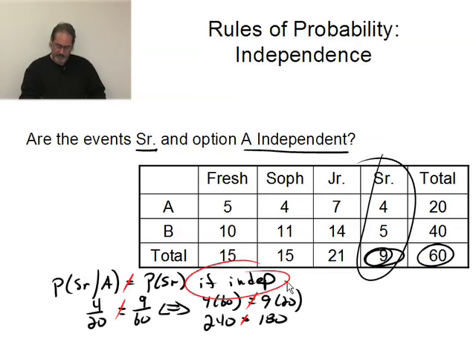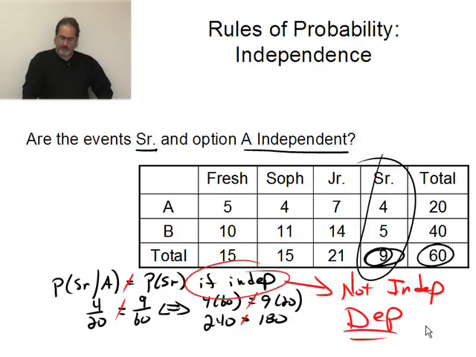Therefore, these are not independent. If not independent, then they must be dependent. So, knowing that somebody is a senior will actually have an effect on the probabilities as to whether or not they selected A or B. And once again, because this is a sample, we really should remember to put those hats on there, because these are sample probabilities.